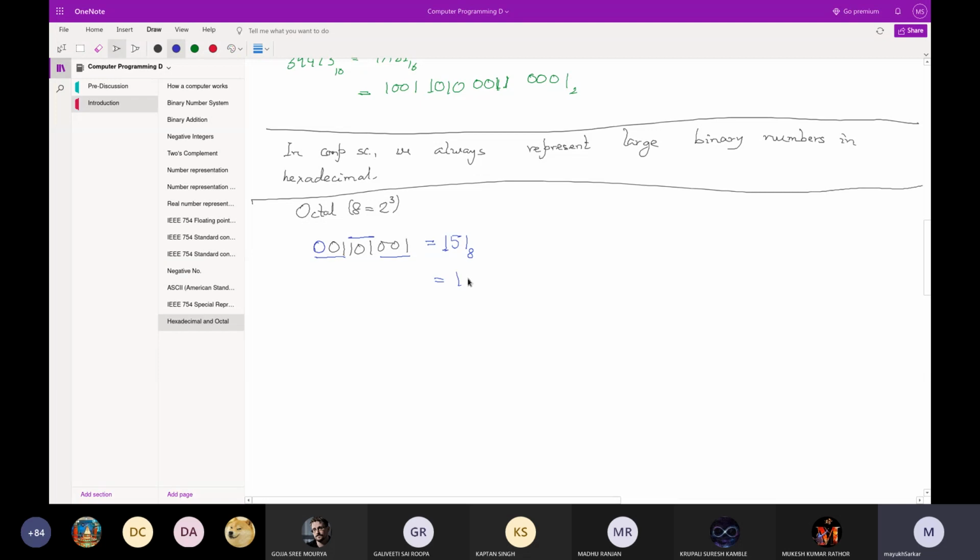And again you can check it out: 1 into 8 square plus 5 into 8 plus 1, that is 64 plus 40 plus 1, which also gives you 105. And the conversion from octal to binary is again straightforward.